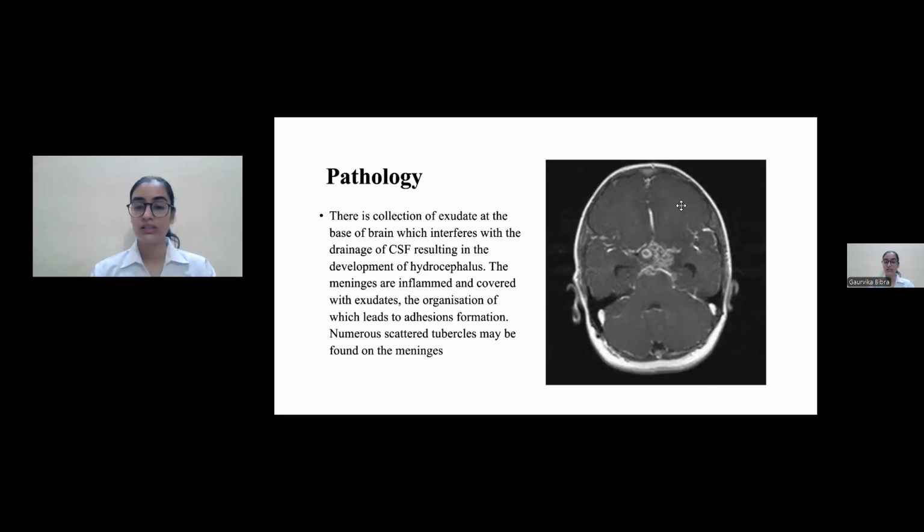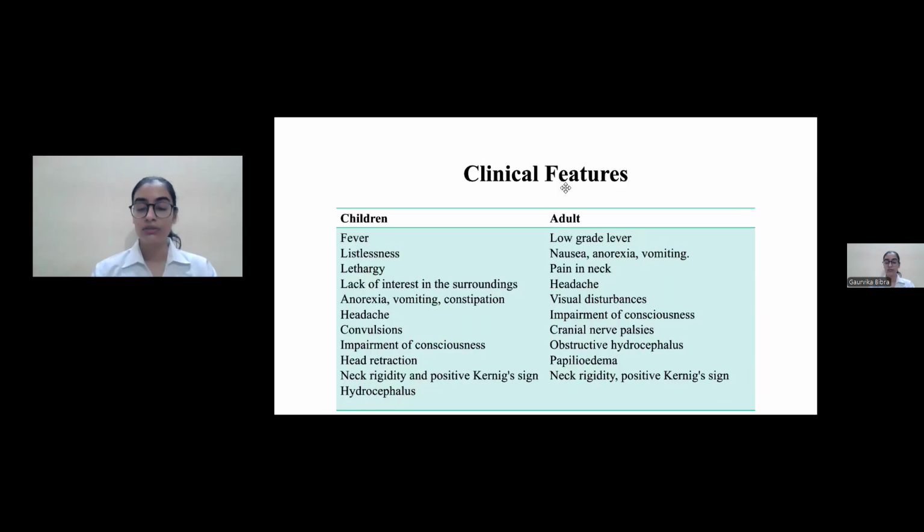So the clinical features which we will come across in children and adults are different. In children, there will be fever, but in adults, we'll see a low grade fever. There could be listlessness, lethargy, lack of interest in the surroundings, anorexia, vomiting, constipation, headache, and convulsions in children. Whereas in adults, we could see nausea, anorexia, vomiting, pain in the neck, headache, visual disturbances, impairment of consciousness, cranial nerve palsy, and more.